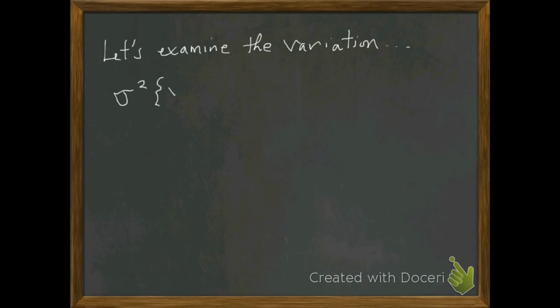Now let's examine the variance. Let's examine the variation. And guys, the variation here is going to be X transpose h times the variance of our beta times our X h.